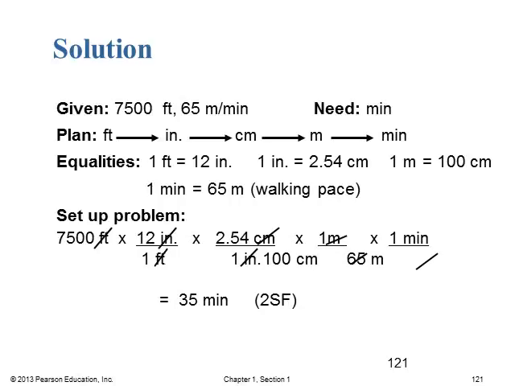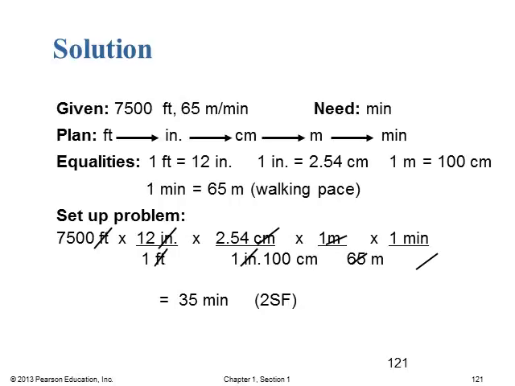So you're going to go from feet to inches, which is a standard US conversion, 12 inches per 1 foot, then inches to centimeters, so 2.54 centimeters per 1 inch. Then you go from meters: 1 meter is equivalent to 100 centimeters, which is an exact conversion. And then we were given the pace of, in 1 minute, we walk 65 meters. And we can use 1 over 65 or 65 over 1, doesn't matter.